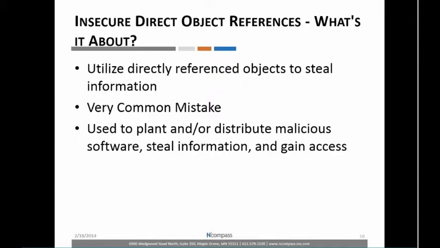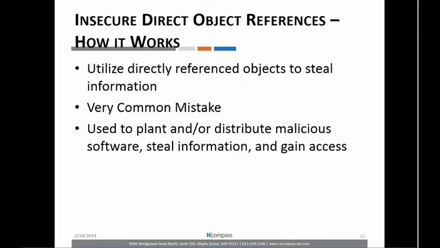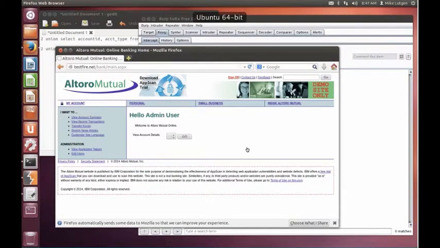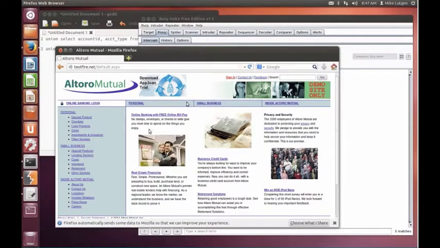It's a pretty common mistake. It's very prevalent on the web to directly reference certain objects or pages or things like that within your code, or even your URLs, folder structures, things like that. And the idea is that it's used to plant and distribute malicious software or steal information or gain access to a web server. I'm just going to do something real quick here, and this is a very straightforward type of this attack as well. So nothing too big.